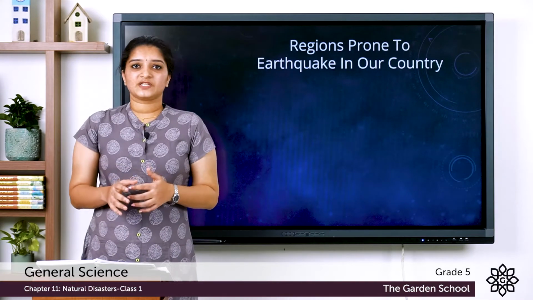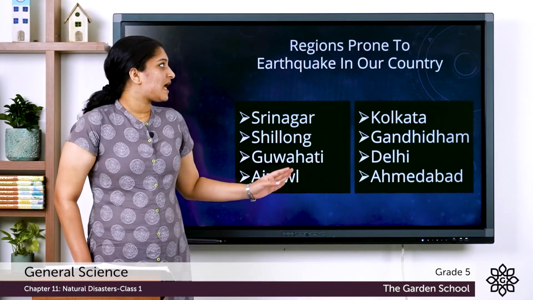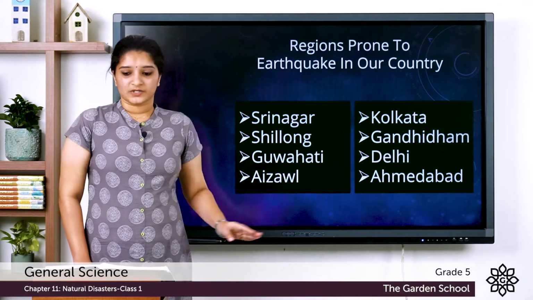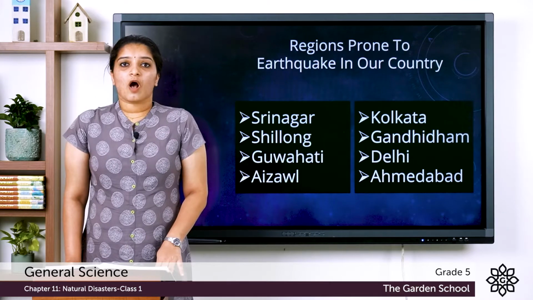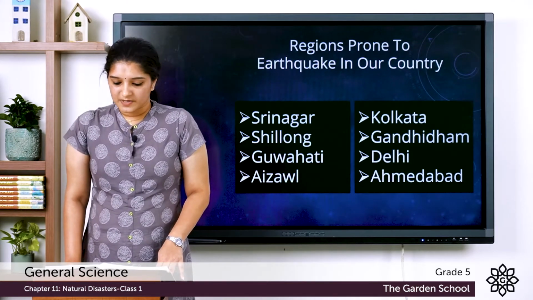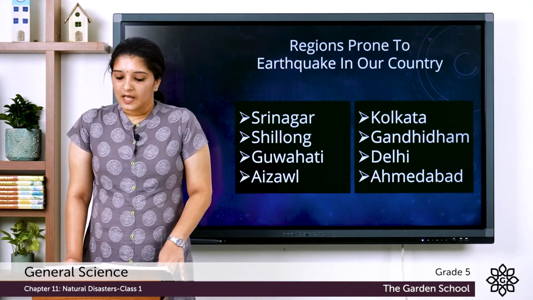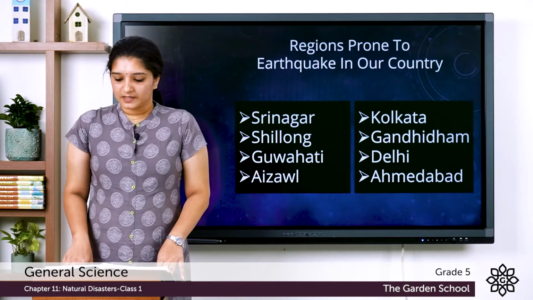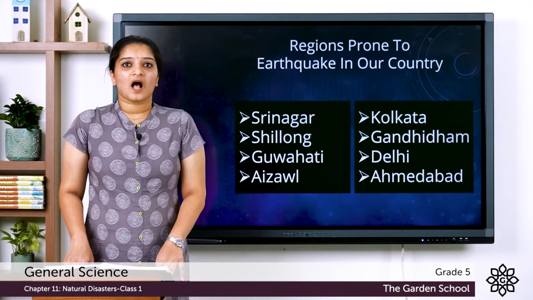Now let's see the regions in India that are prone to earthquake. So these are the regions that are very prone to earthquake in our country. These include Srinagar in Jammu and Kashmir, Shillong in Meghalaya, Guwahati in Assam, Aizawl in Mizoram, Kolkata in West Bengal, Gandhidham in Gujarat, Delhi and Ahmedabad in Gujarat. So these are the regions that are prone to earthquake in our country.